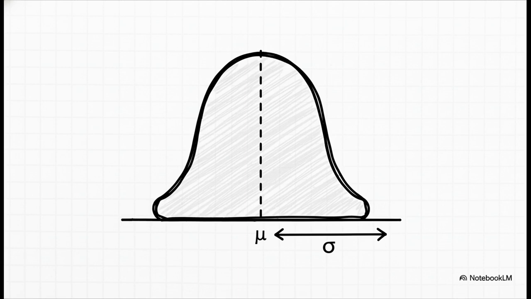And here's what's so wild. Every single normal distribution in the universe, no matter what it's describing, is built from just two ingredients. First, you've got the mean, that little Greek letter mu, which is just the average. It's the absolute center, the peak of the bell. And second, you have the standard deviation, or sigma. That's just a fancy term for how spread out or squished together the data is. Is it a wide, flat bell or a tall, skinny one? The standard deviation tells you that.